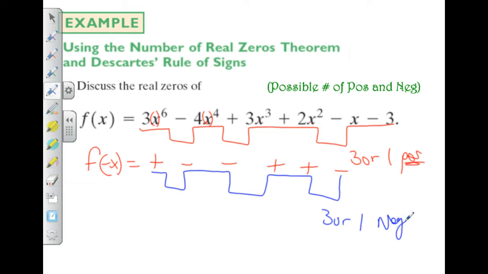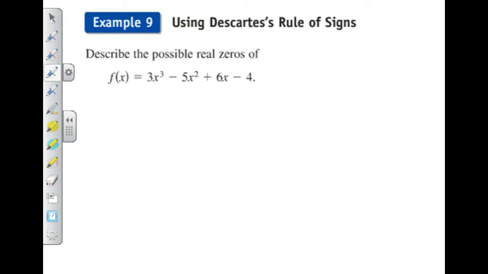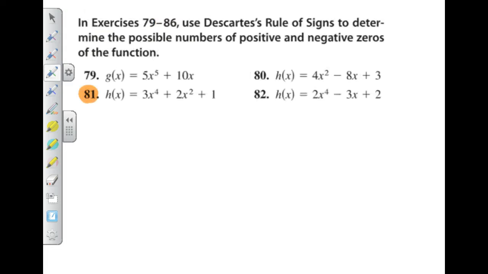And we know that in total there are 6. So it could be that there's 3 positives and 3 negatives, giving me all 6 of them. But there's not. In this case, there's only really just 1 positive, and 1 negative, and the other ones must be imaginary. Again, another example of Descartes' rule of signs.